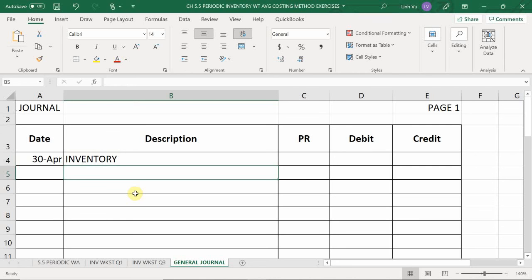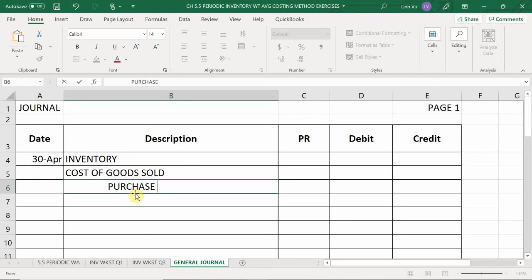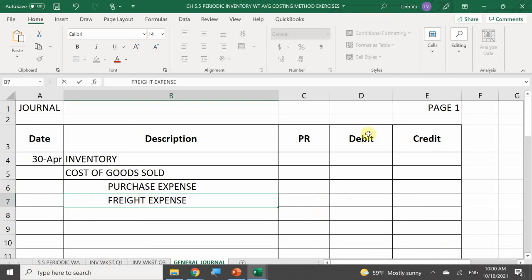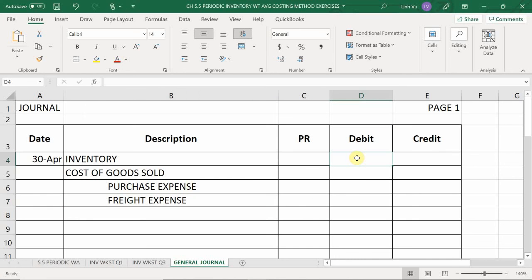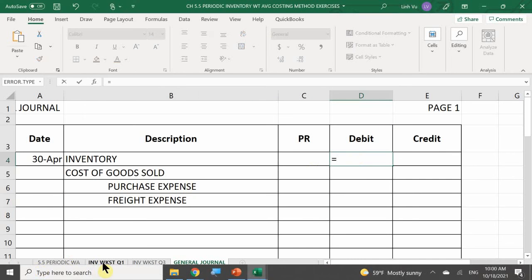Cost of goods sold. And purchase expense and freight expense. Okay, good. So what was my ending balance in my inventory?